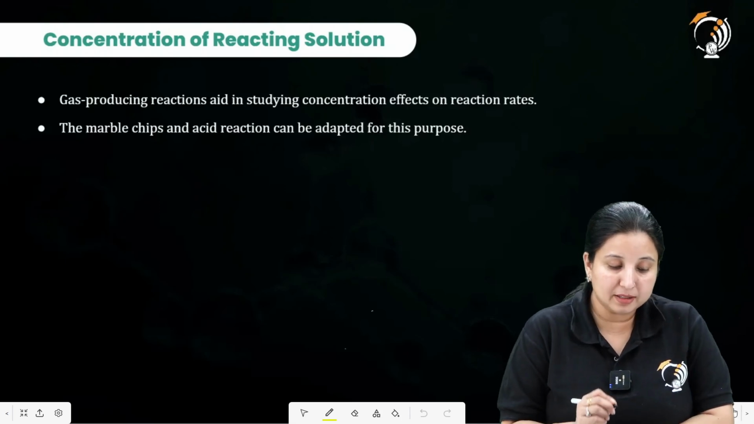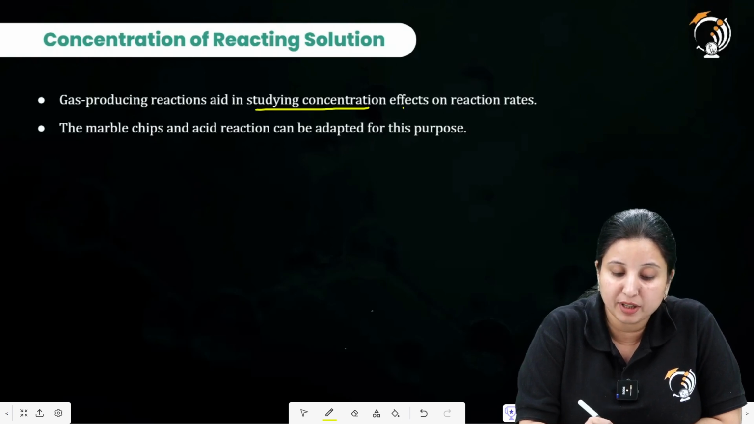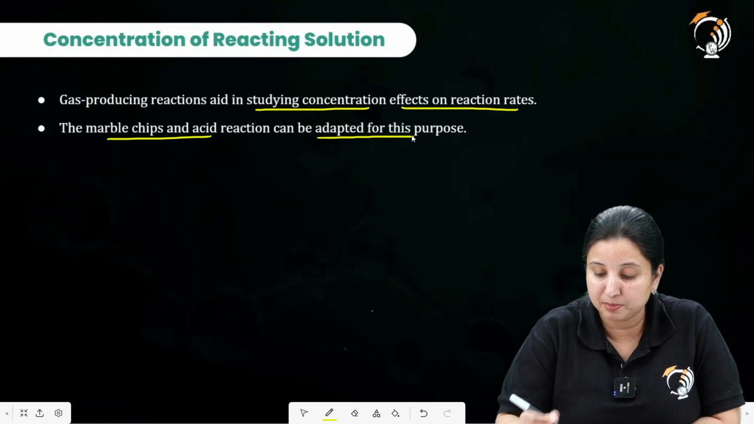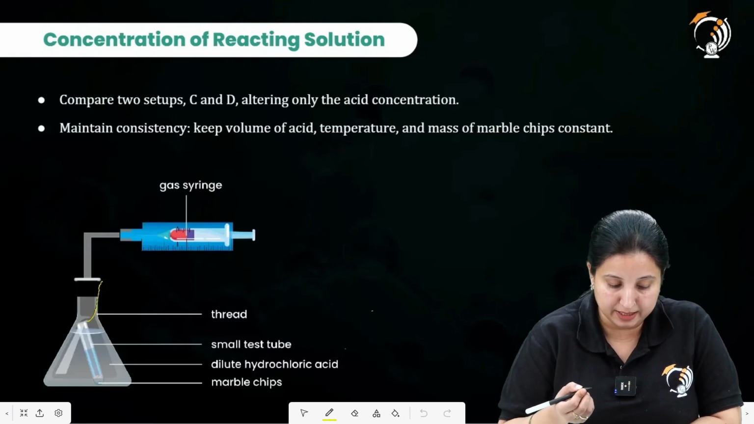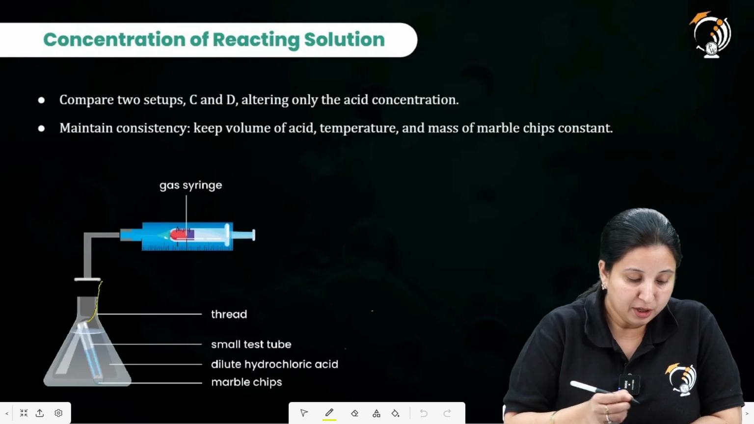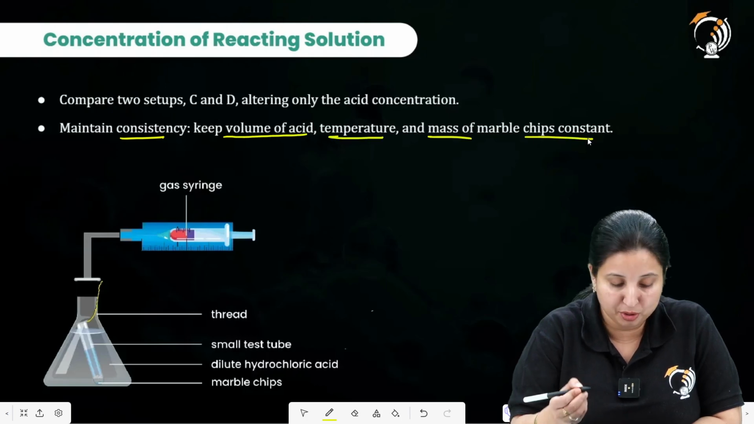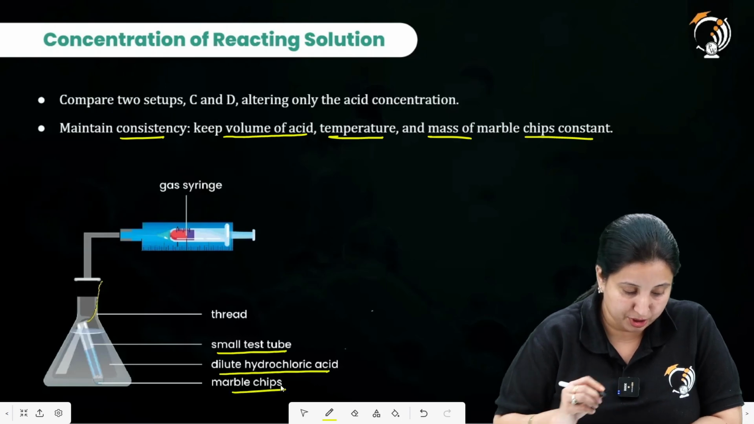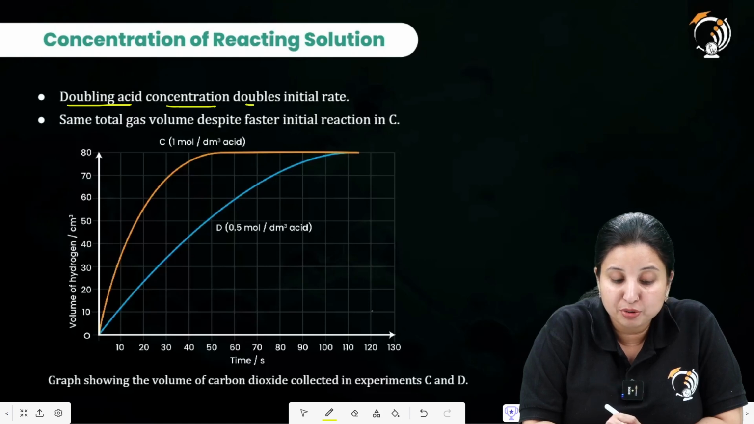Now, when we are talking about the concentration of the reacting solution, gas producing reactions aid in studying the concentration effects on the reaction rates. The marble chips and acid reaction can be adapted for this particular purpose. We have taken two setups over here, C and D, altering the acid concentration. So, to maintain consistency, keep the volume of acid, temperature, and mass of the marble chips constant too. Now, look over here, we have taken a gas syringe, the thread, small test tubes, dilute HCl and the marble chips.